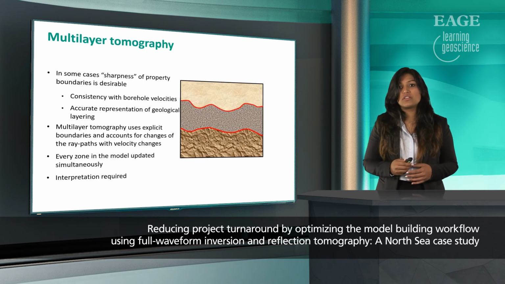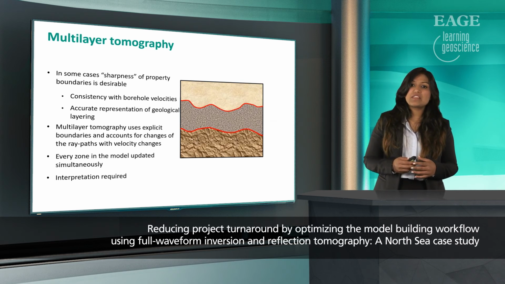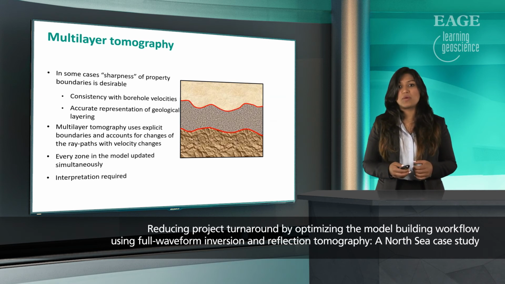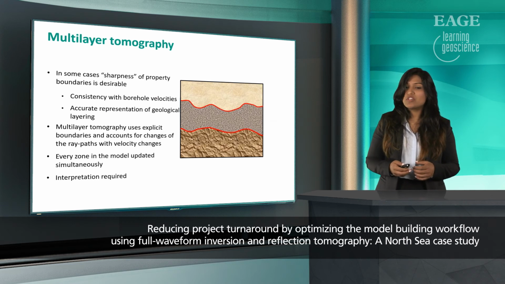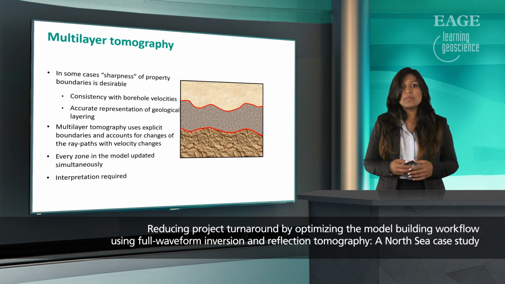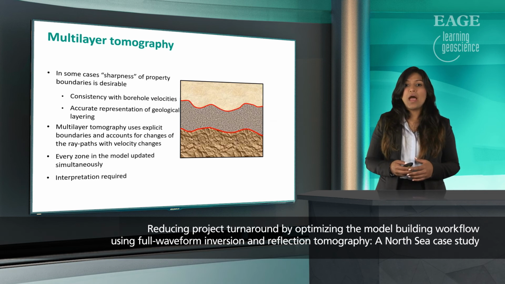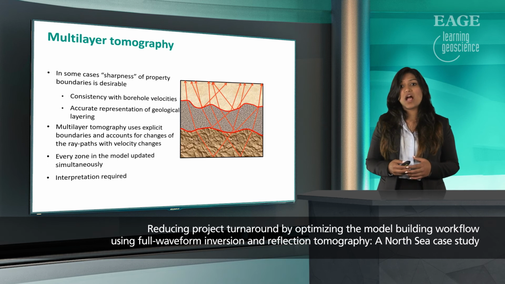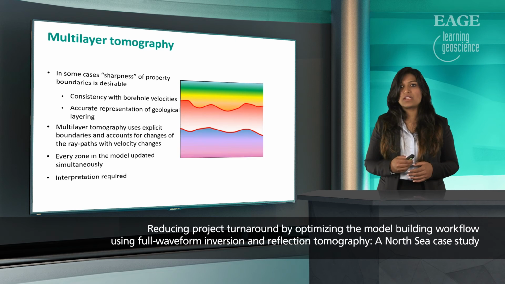Before I delve into the results, let's briefly look at the multi-layer tomography method. In cases where there is a strong velocity contrast, such as presence of chalk, it's quite desirable to have sharpness of property boundaries to have accurate representation of the geological layering and be consistent with the borehole velocities. Multilayer tomography uses explicit boundaries inserted in the model and can account for the changes of the ray paths with the velocity change, and hence can update every zone in the model simultaneously. It also accounts for the movement of the boundaries after the velocity update.